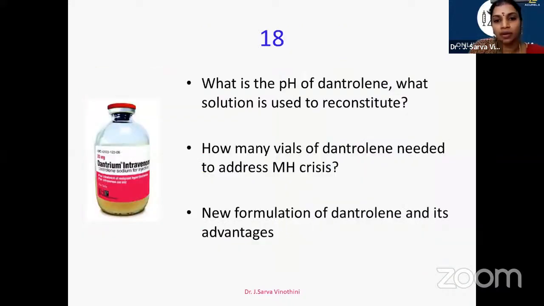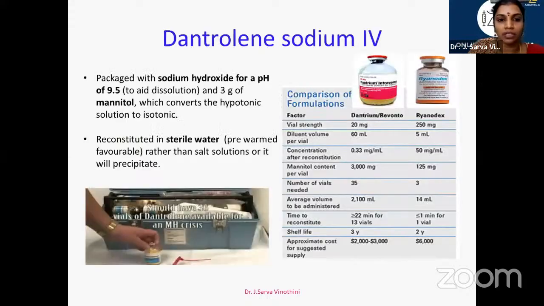What is the pH of dantrolene? What solution is used to reconstitute it? How many vials of dantrolene are needed to address the malignant hyperthermia crisis? What are the new formulations of dantrolene and their advantages?